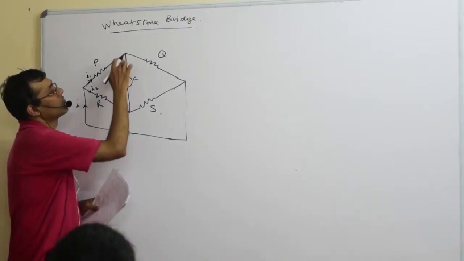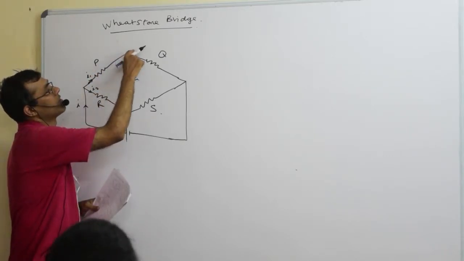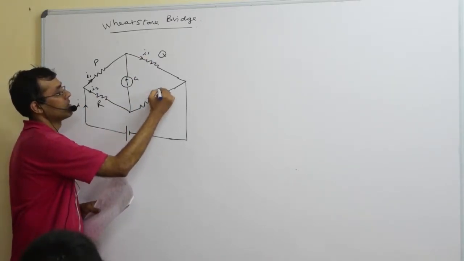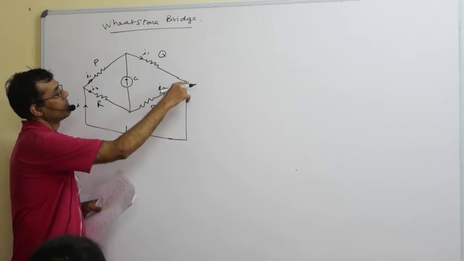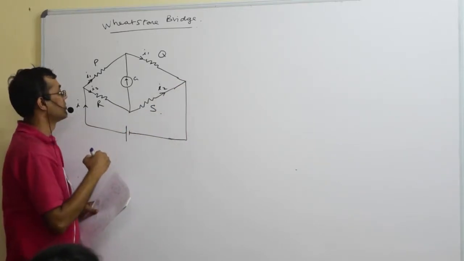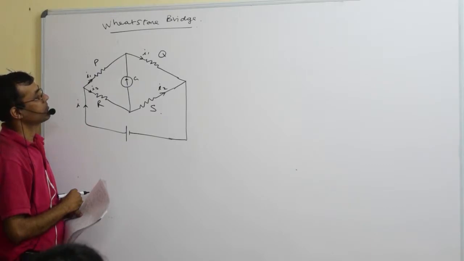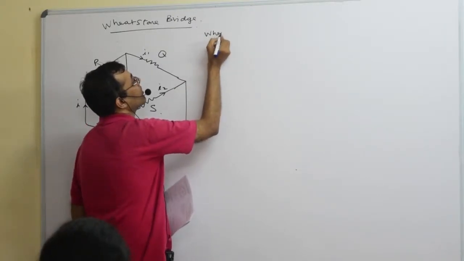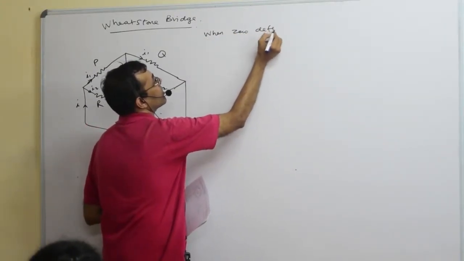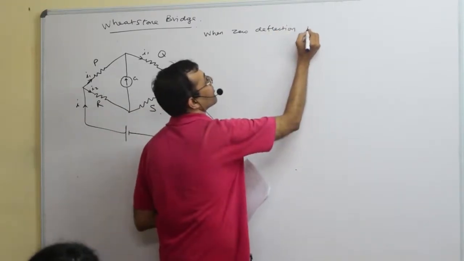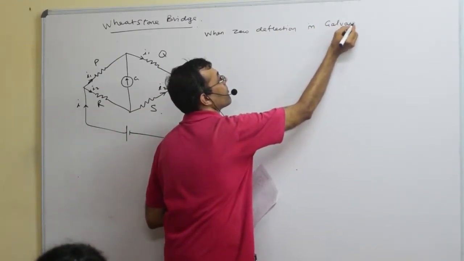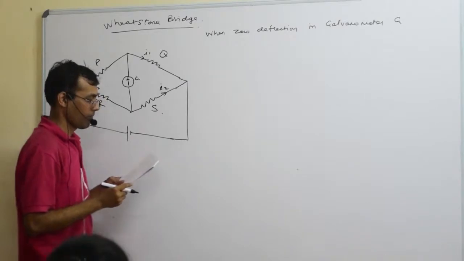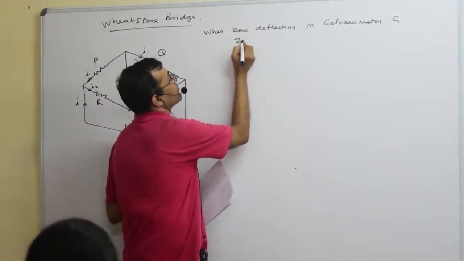So if I say there is no current flow here, whatever water is coming here is going to go here. So that means this will also be I1. Whatever is coming here is going to go here, I2. And here it's going to be again I1 plus I2, right? So already I have given you the condition. So when there is zero deflection in the galvanometer, this is my G, it means zero current.